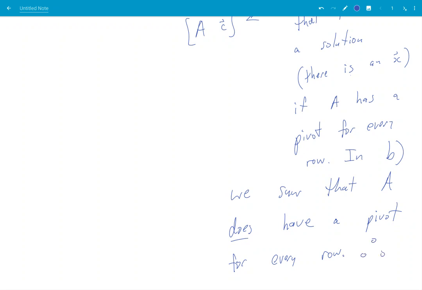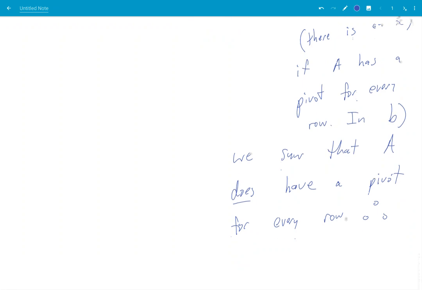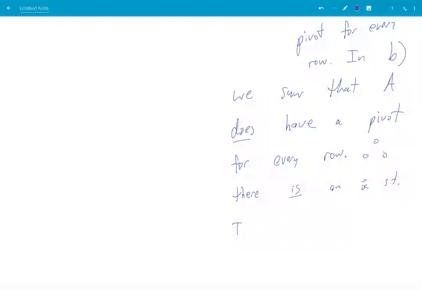Therefore, there is an x such that T of x equals C, and so C is in the range of T. That's a lot of English.